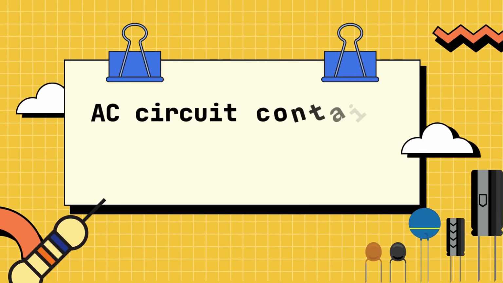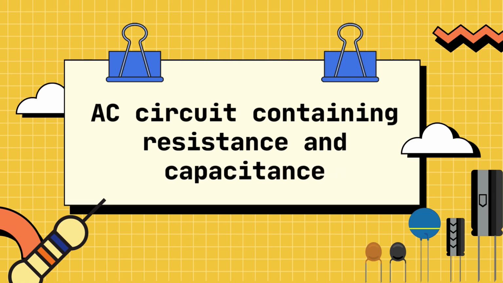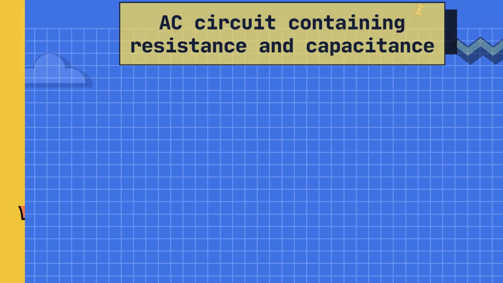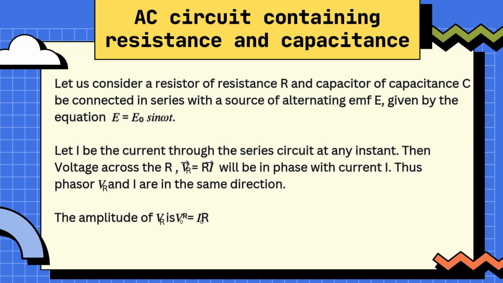We are moving to another kind of circuit in which a resistor and a capacitor are connected in series with the AC source. So let us consider a resistor of resistance R and a capacitor of capacitance C connected in series with a source of alternating EMF capital E. For such a situation, the equation of the alternating EMF is given by E equal to E naught sin omega t. Let I be the current through the series circuit at any instant.